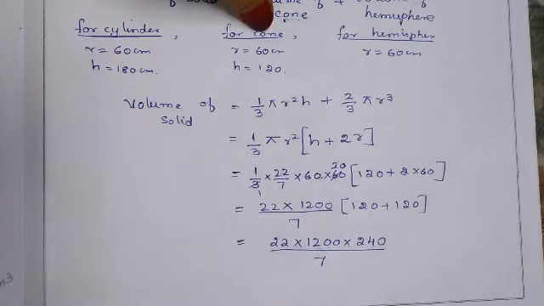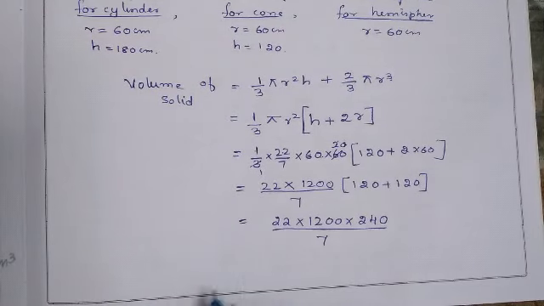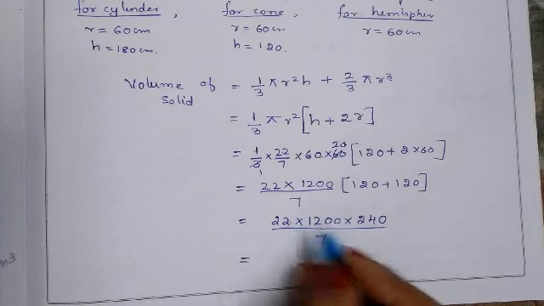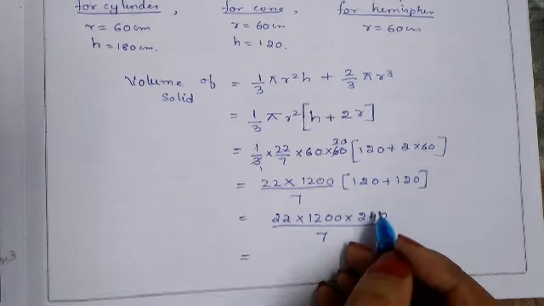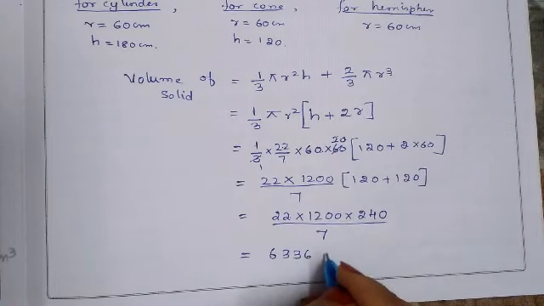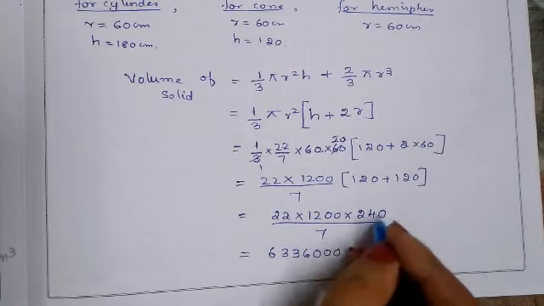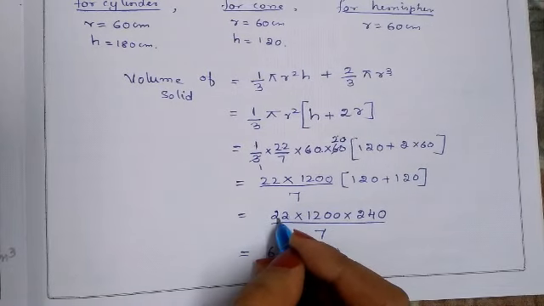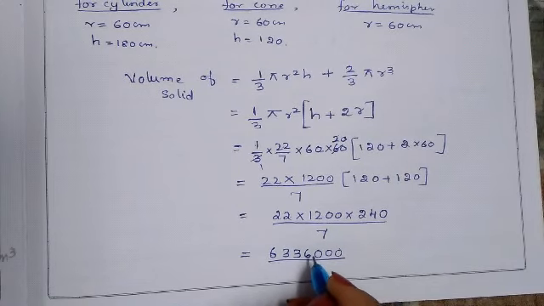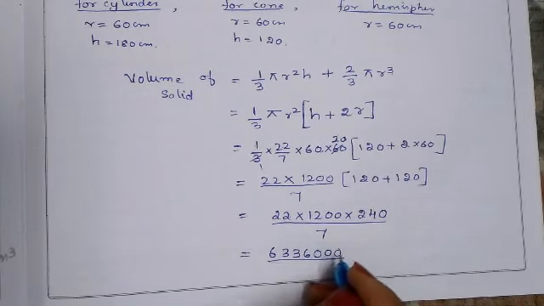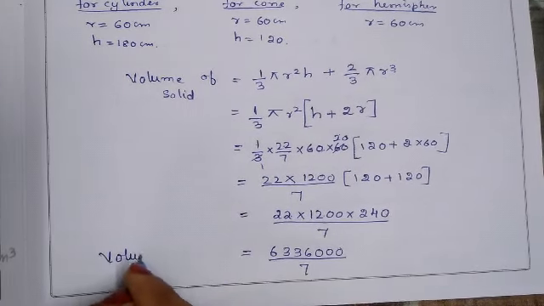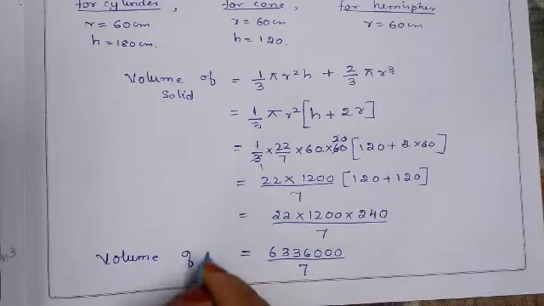This if we multiply, we know how to multiply very well. So these 3 things if we multiply, first these 2, then with this if we multiply, we are going to get 6336 0 0 0, 3 zeros as it is. 12 into 22 into 24 if we multiply, 6336000 upon 7 as it is. We will keep this as volume of solid.